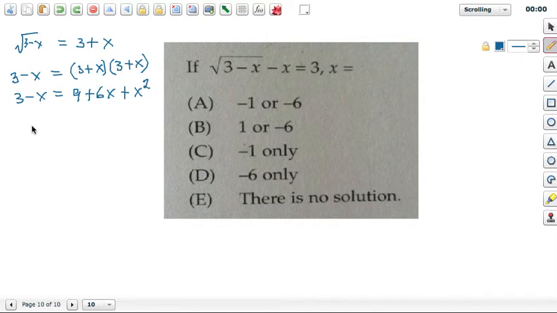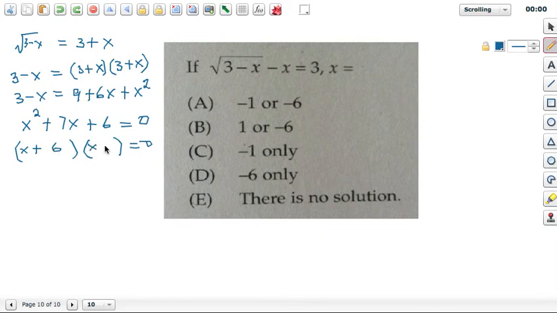And combining all the like terms and rearranging the polynomial, you get x squared plus 7x plus 6 is equal to 0. And if you factored that, you will get x plus 6 times x plus 1. And your two possible solutions are x is equal to minus 6 and x is equal to negative 1. You're not done yet. You have to plug it back in to see if this works. Let's test negative 6.